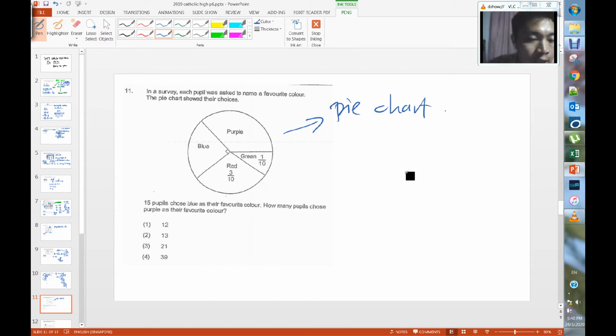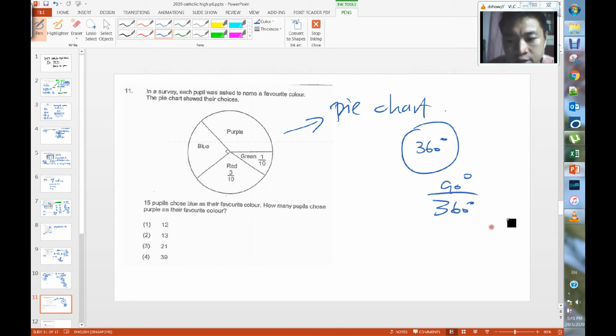Okay, so for a pie chart, you should note that a full circle is 360 degrees. If you have 90 degrees here, which means 90 degrees out of 360 degrees, that is 1/4 of the circle. So therefore, the blue here occupies 1/4 of the circle.